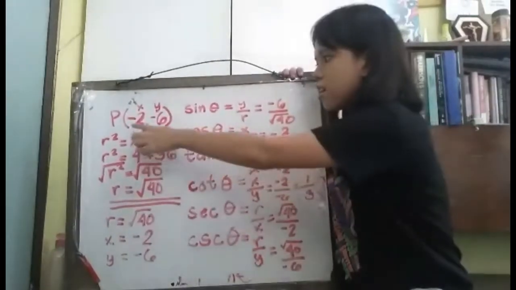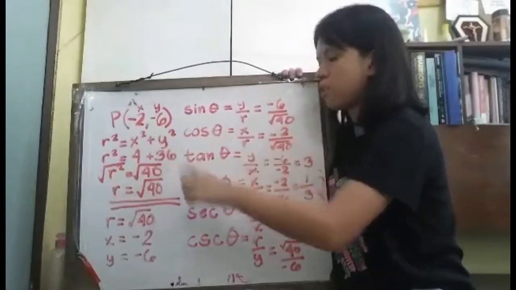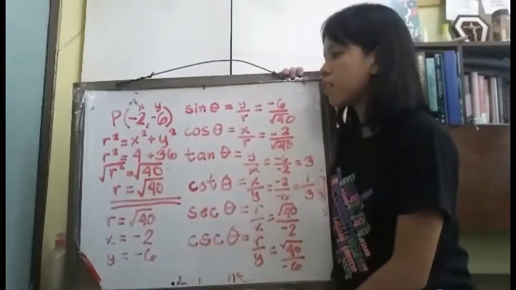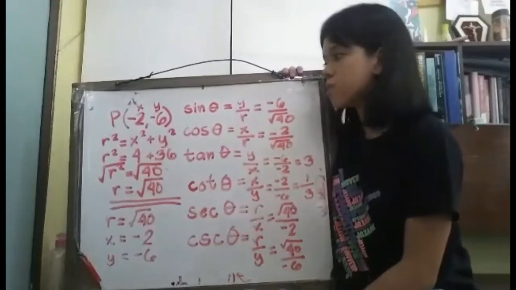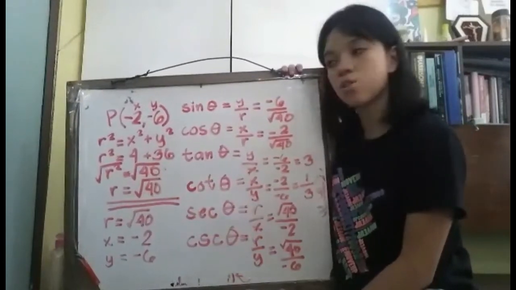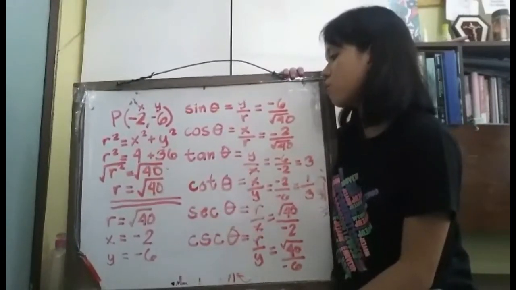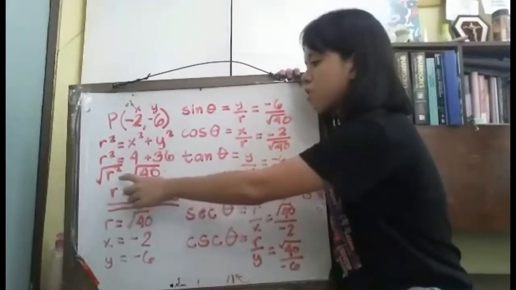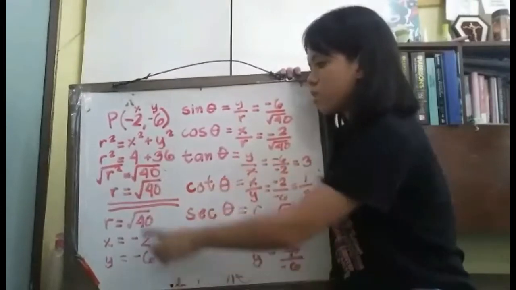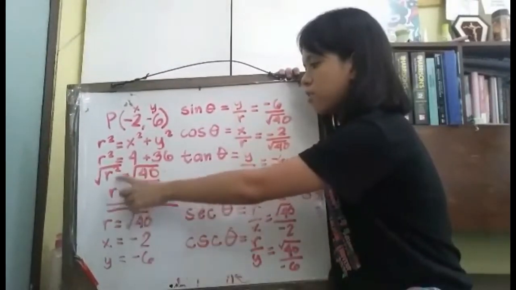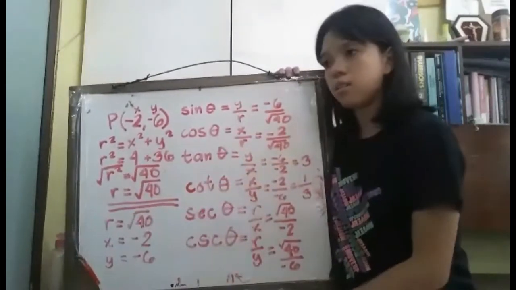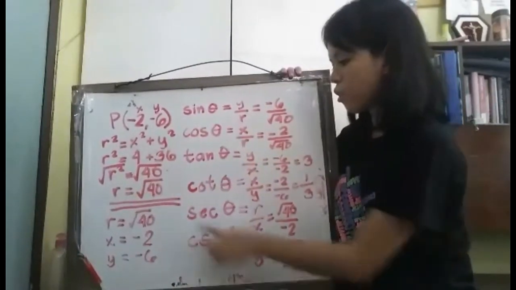So the x here is -2, so we put -2 squared equals 4. And then plus y is -6. So -6 squared is 36. So add those up, you have 40. And then square root both sides to eliminate the square there. So our radius is square root of 40. So there you have it.